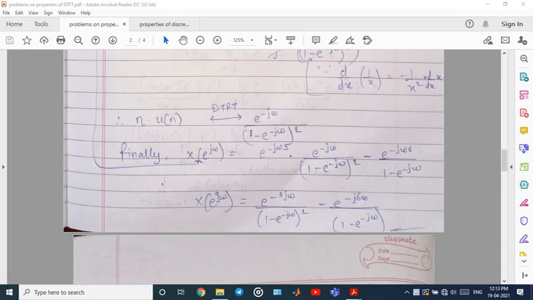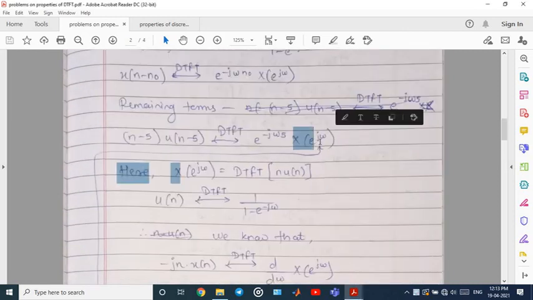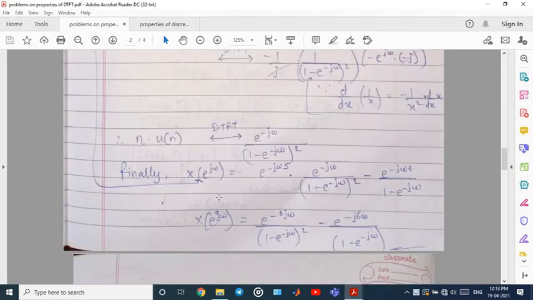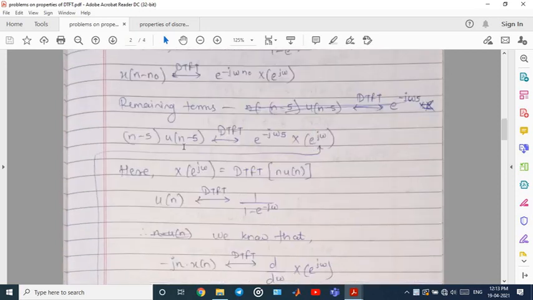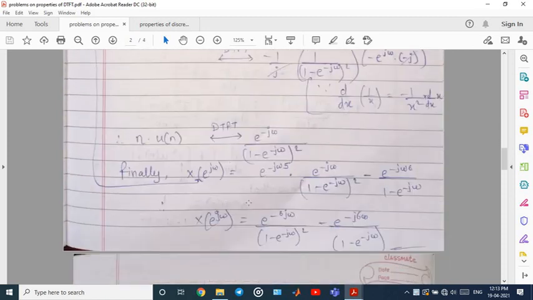Okay, so this X of e to the power j omega is written here. We just need to give the time shift, which is n naught. So here we have e to the power minus j omega n naught multiplied by phi, and e to the power j omega as it is.